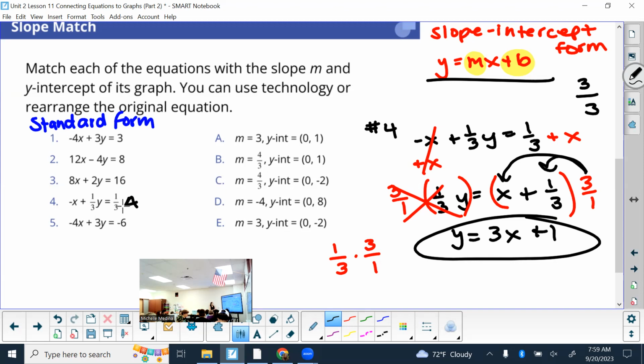I will also show you graphing technology. You can decide which one you like better. As long as you get to the right answer on the test, I don't care. But I would use Desmos as a checkpoint, not as a starting point.